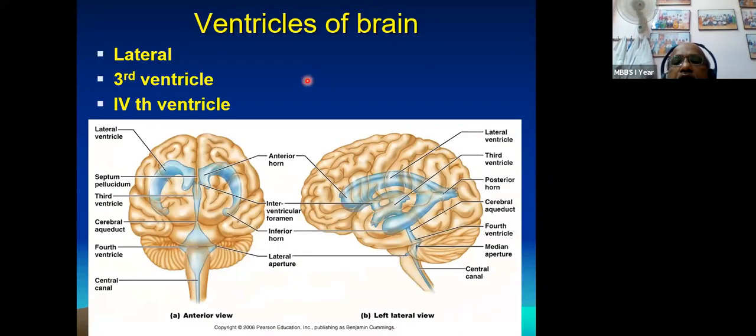So this is the arrangement of ventricles. Two lateral ventricles are connected to the third ventricle, aqueduct, and fourth ventricle. This is the coronal view. This is your lateral view. This is your third ventricle, present in the diencephalon. So here this is the third ventricle. This is your interventricular foramen. Now this is your fourth ventricle. Here you will have the aqueduct.